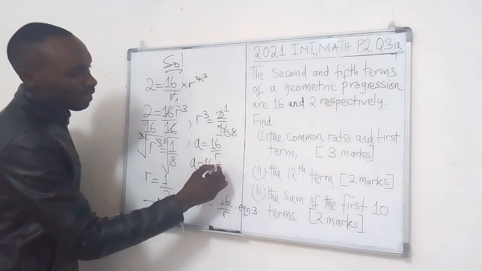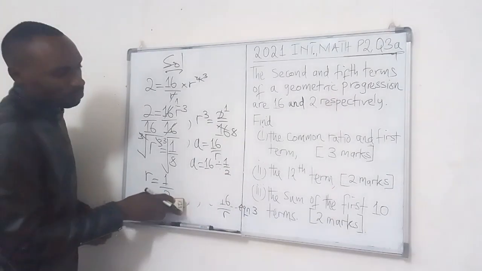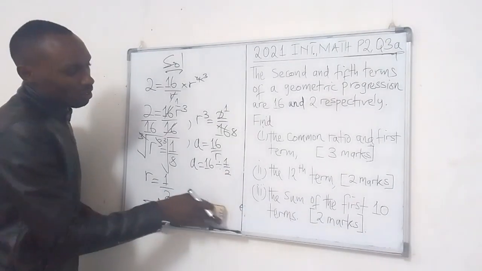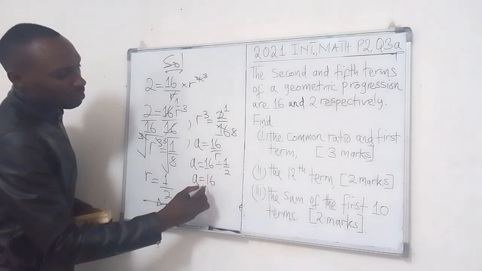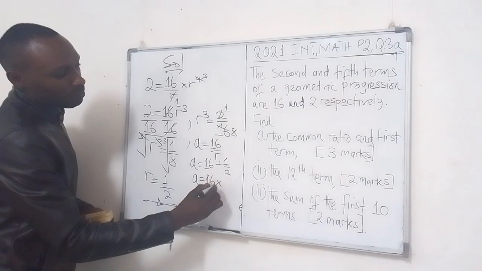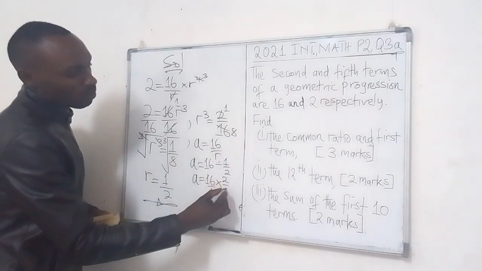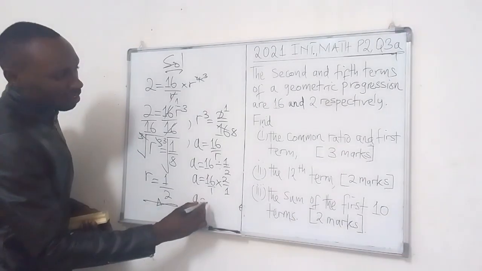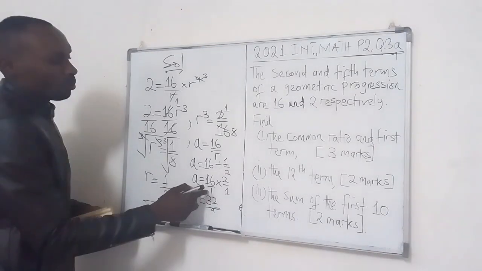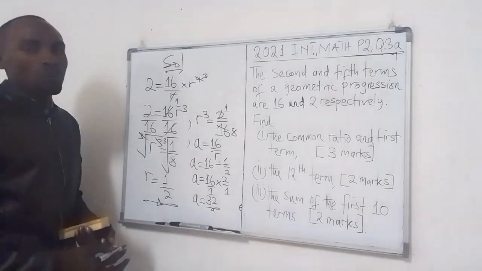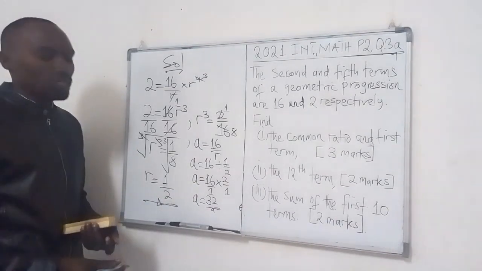So 16 divided by r, which is 1 over 2. To solve this one, we'll simply change the operation here. So a is equal to 16 over 1 times 2 over 1. 2 goes up, 1 goes down, so they reciprocate. 16 times 2 gives 32, 1 times 1 gives 1, and 1 into 32 is simply 32. So a is equal to 32.